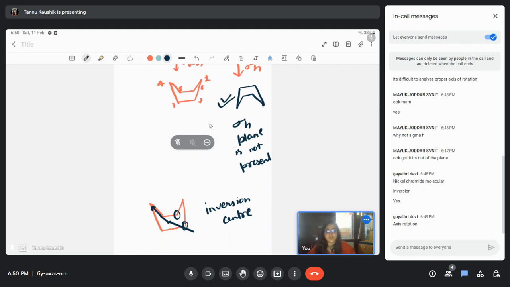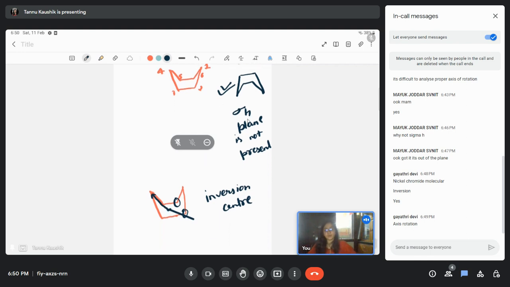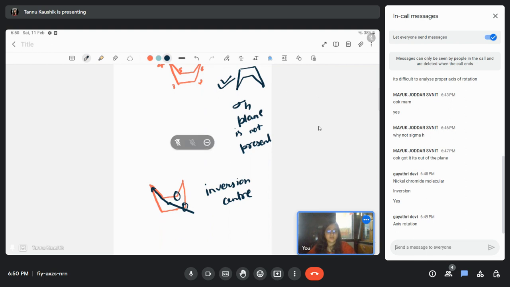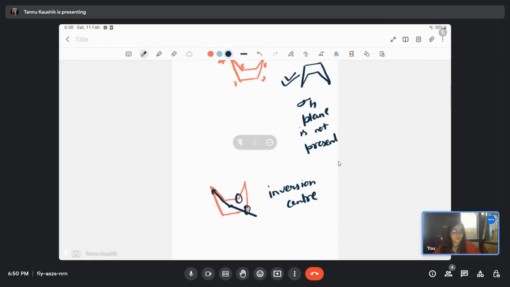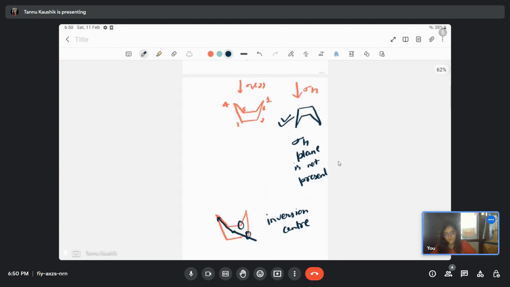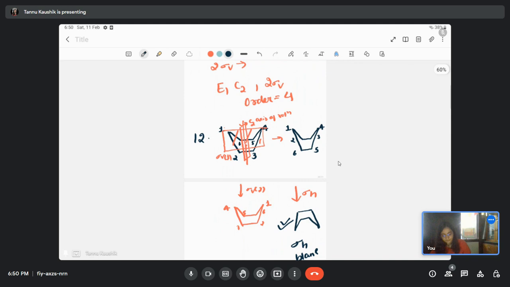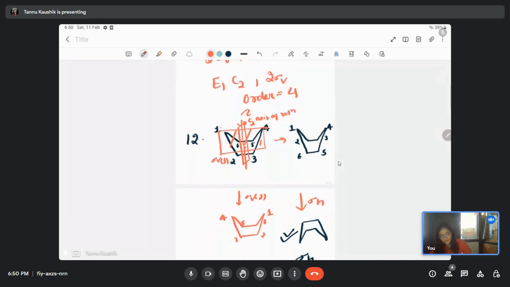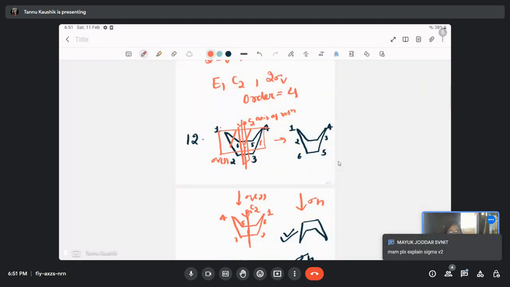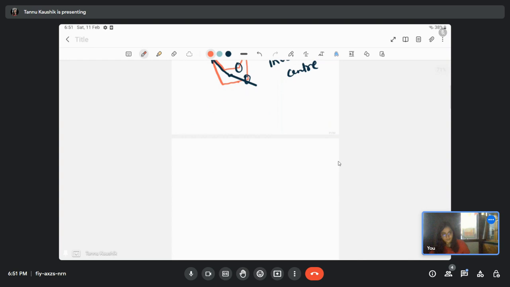Gayatri, what are you trying to ask? I'm not getting it. The axis of rotation which is present in this molecule is C2, which I have shown you already. So this is the C2 axis of rotation, which is passing through this molecule here.